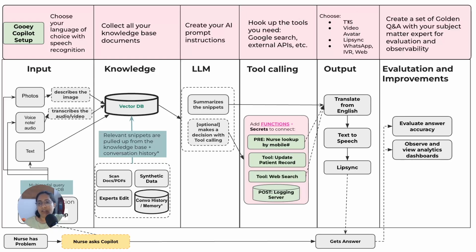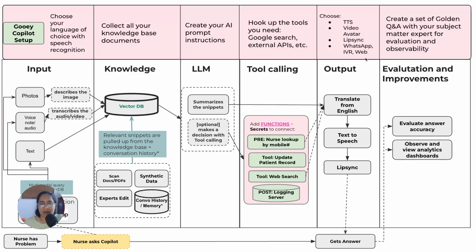And then eventually for the output, what are the things that you might need? You might need a text to speech model. Maybe you have a video avatar and you need lip sync. And then obviously you also need to deploy it somehow. So that deployment can be through WhatsApp, IVR, or web. So this is how the Copilot gets set up.